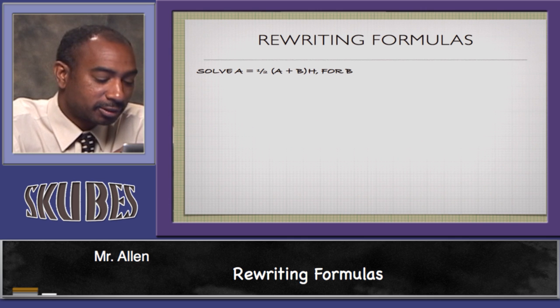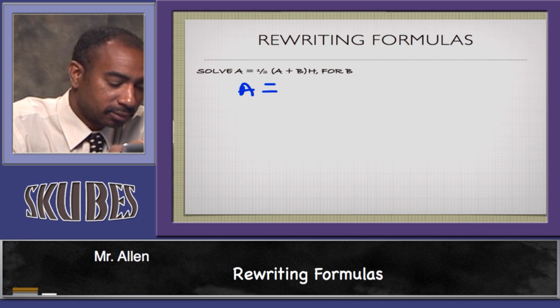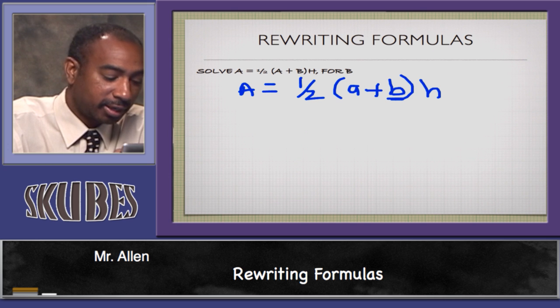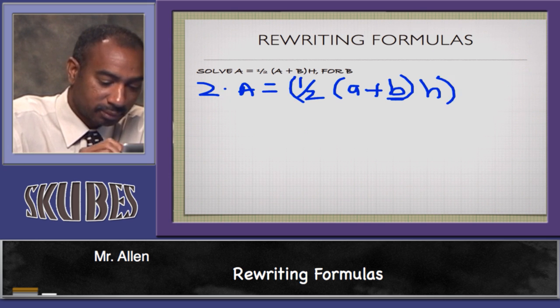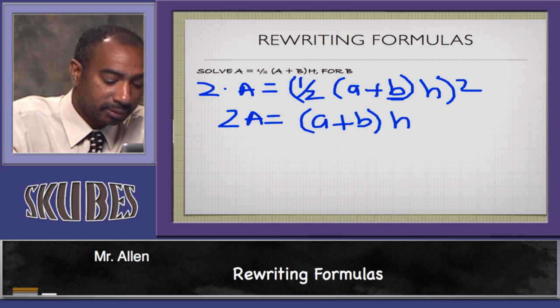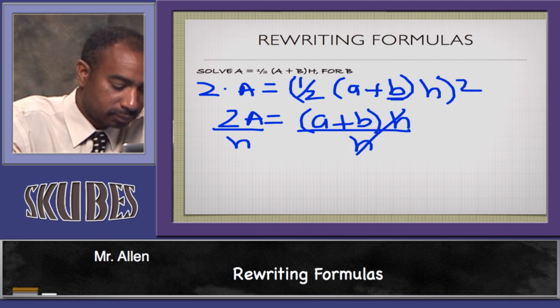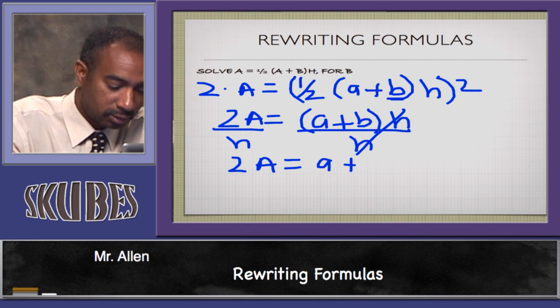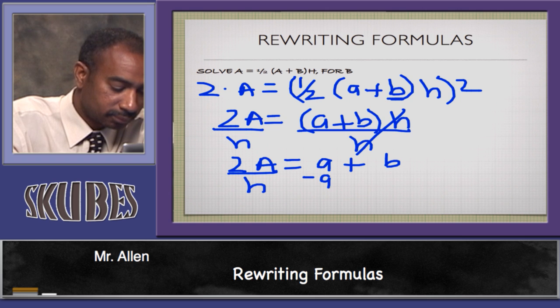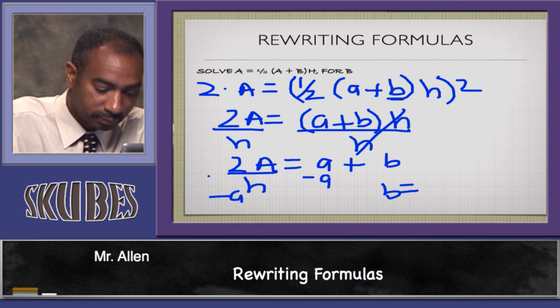All right, here's another formula. If I want to solve just for the base, I would isolate the quantity that has the base in it. So the first thing I would do is multiply both sides by 2. That gets rid of the fraction, so you have 2a equals (a plus b) times h, the height. Then I divide both sides by the height. And if you want what b is, you're going to subtract a from both sides. So b is going to equal 2a divided by h, minus a.